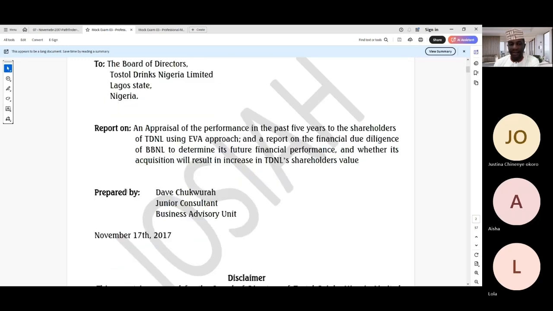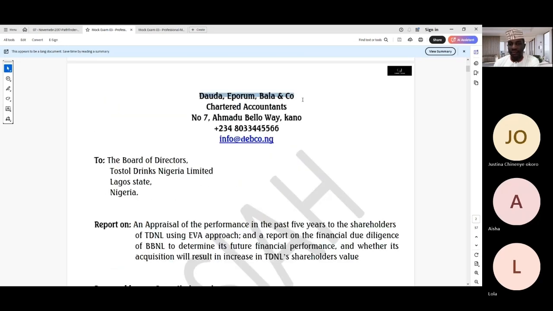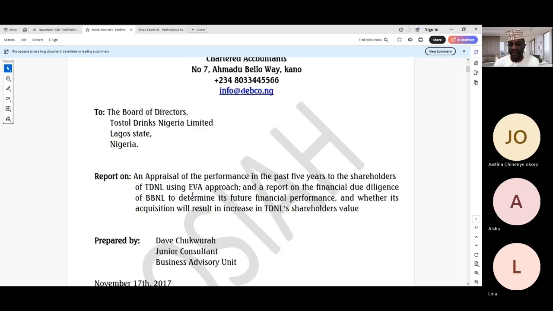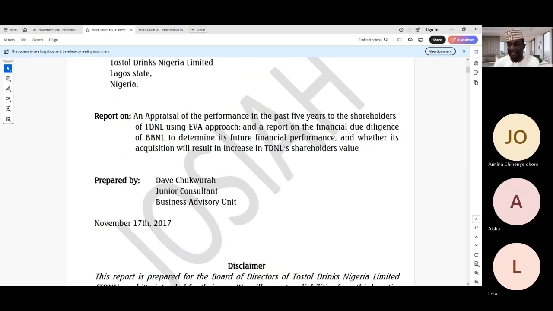Then prepared by, some people use Dauda Efurum Bala & Co. is fine, but I like to use the person in the case. So please use the name that resonates with you. So if it's the head, the audit firm's name is good, but don't forget the exam. You are the one preparing the report in the exam. Even if you are sending it to somebody to supervise, your supervisor, you are still the one writing the report. So it's prepared by you.